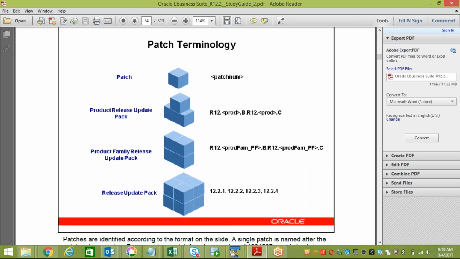All right. So next, patch terminology. How do you call them? Sometimes we call it a patch, sometimes product release patches, which we call a mini pack. Basically, we call it a mini pack in the normal terminology, and here they are saying product release update pack. Okay. So mini packs we will say. And next, product family pack, we'll call it a family pack. And the maintenance pack, release update patches, we also call a maintenance pack. Okay, I'll note it down.